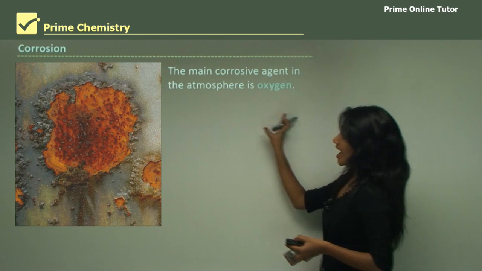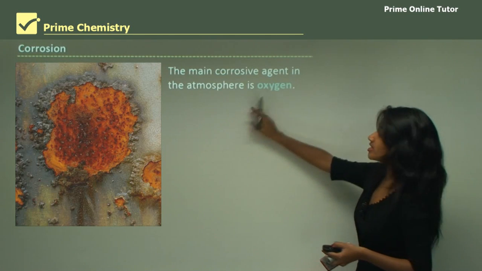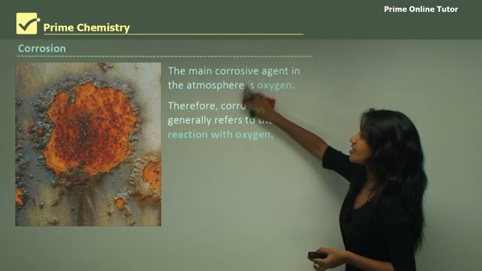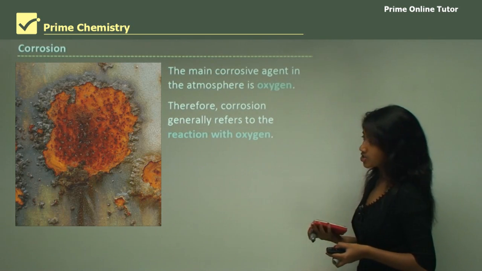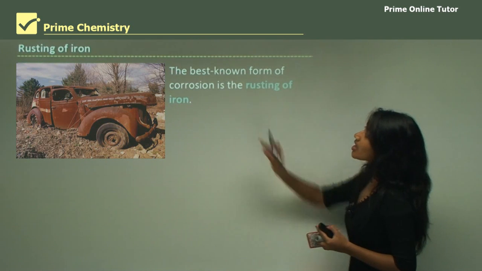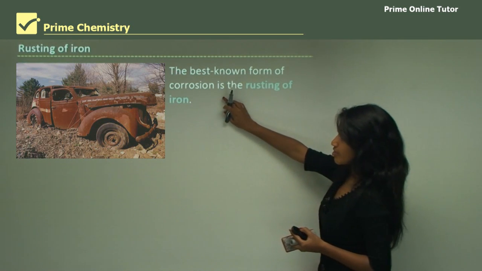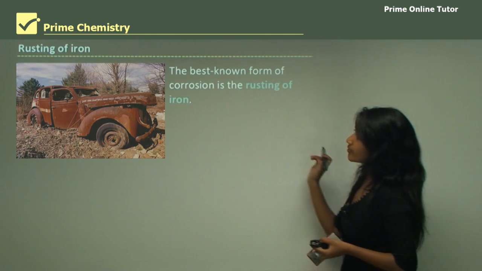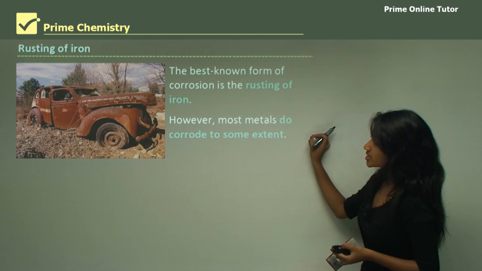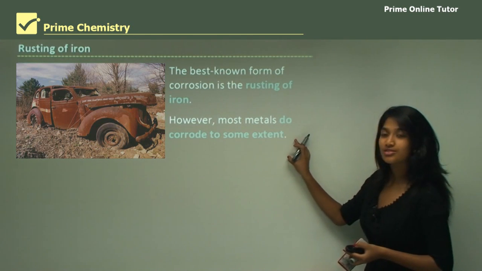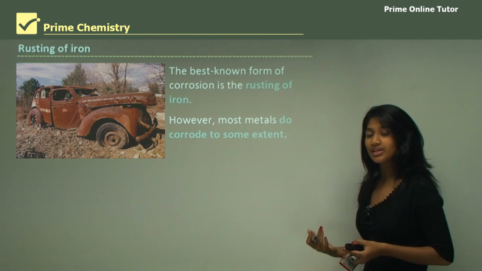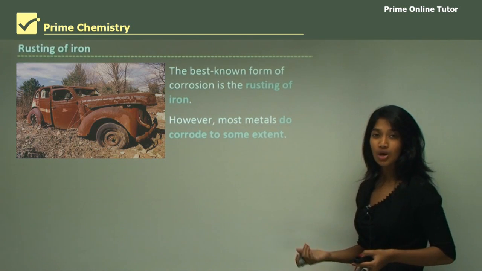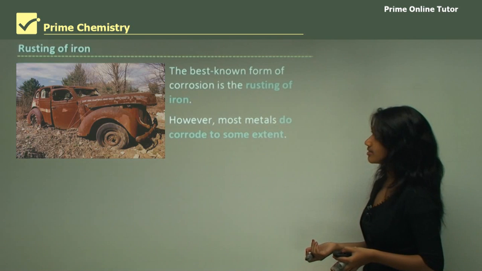The main corrosive agent in the atmosphere is oxygen. Therefore, corrosion generally refers to the reaction with oxygen. However, the best known form of corrosion is the rusting of iron, and you would have encountered this several times. However, most metals do corrode to some extent. Even though we're more familiar with iron corroding, most metals do, some at a microscopic level, so we don't actually see it.